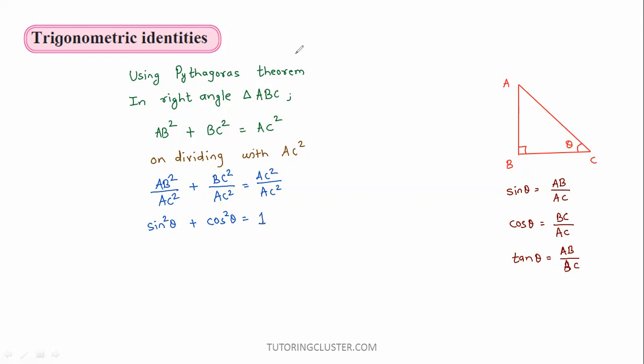So this is the first trigonometric identity which you have to remember. Sine square theta plus cos square theta is equal to 1. Okay, so I am putting a star mark here. This is a very important trigonometric identity. Okay, now let us define 2 more trigonometric identities. See here now.